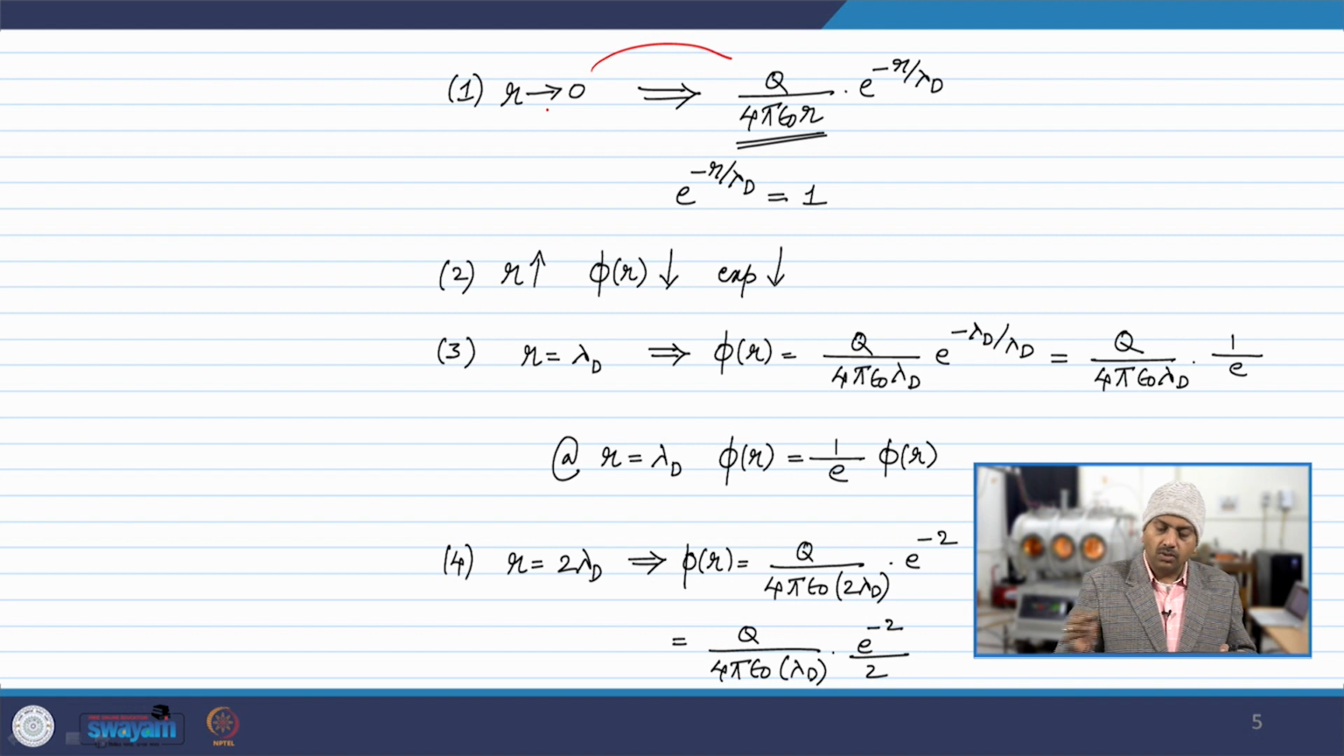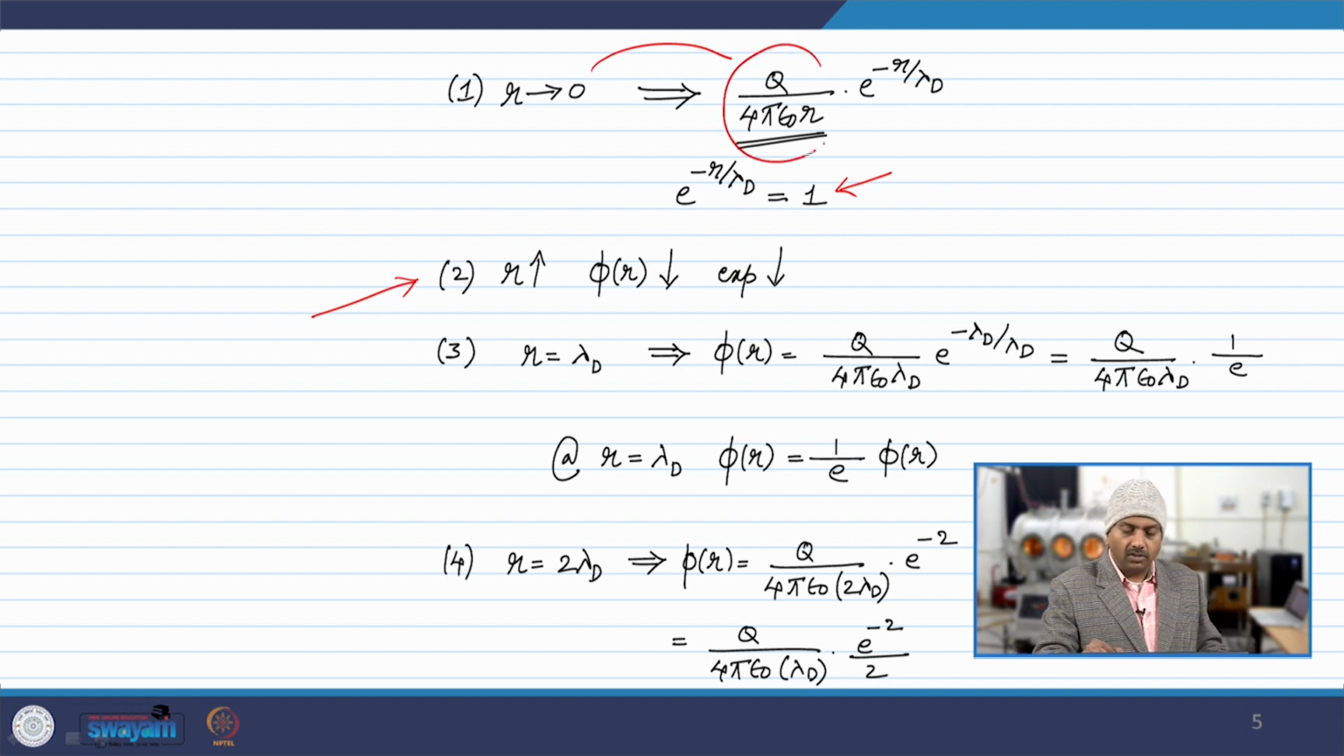So, when r tends to 0, the potential is coulombic, because the potential is indeed coulombic, and the other term simply becomes 1, is what we see here. Now let us say both these terms coexist as you move away from r equal to 0. At r tends to 0, we only have this term valid, this term becomes simply 1, right.